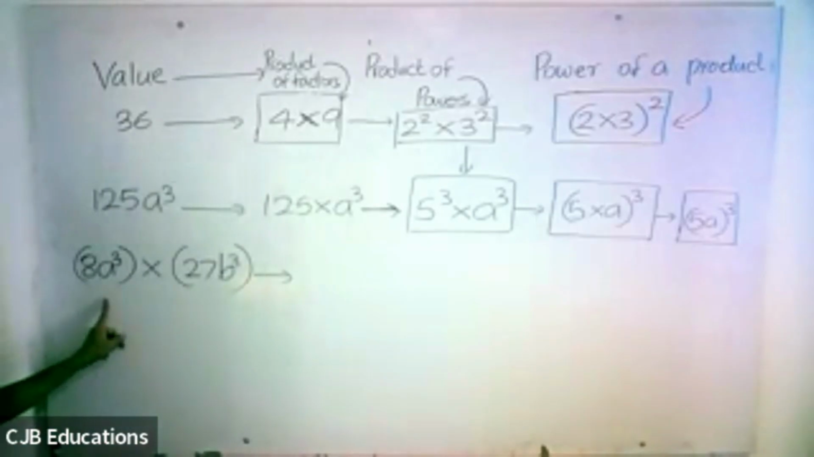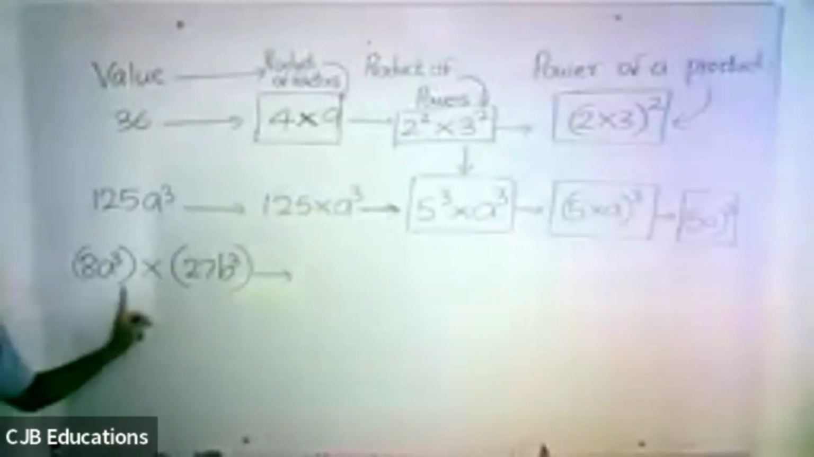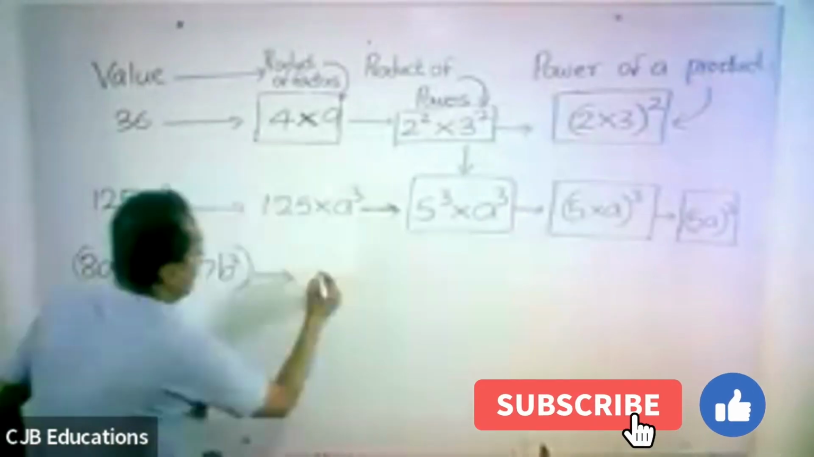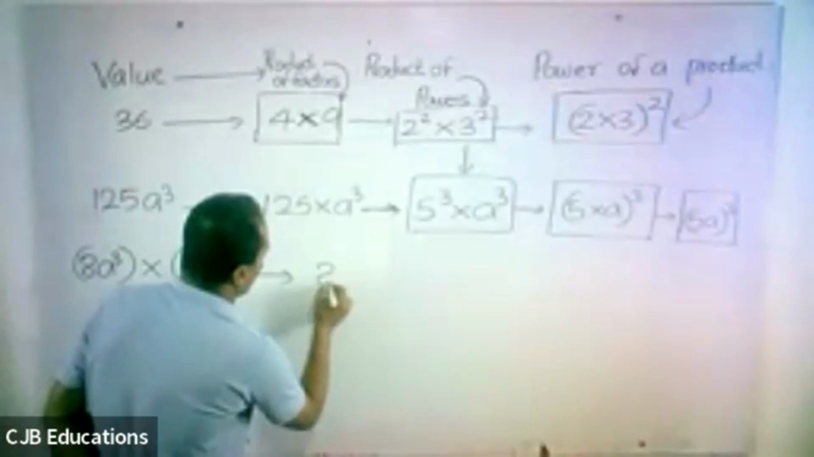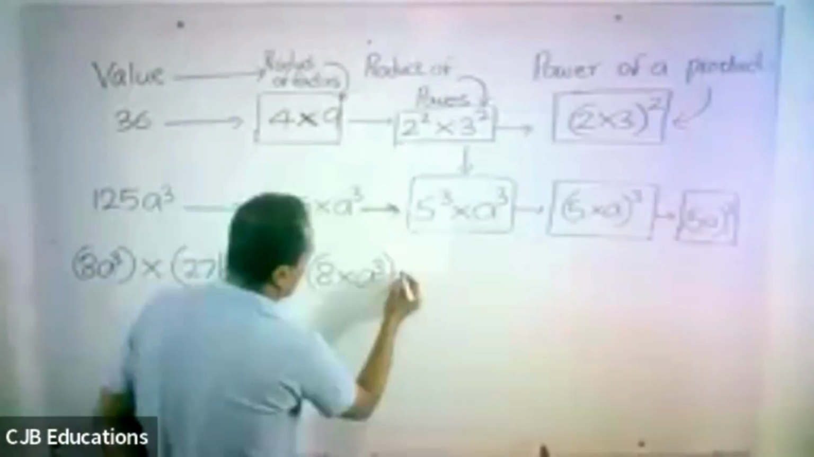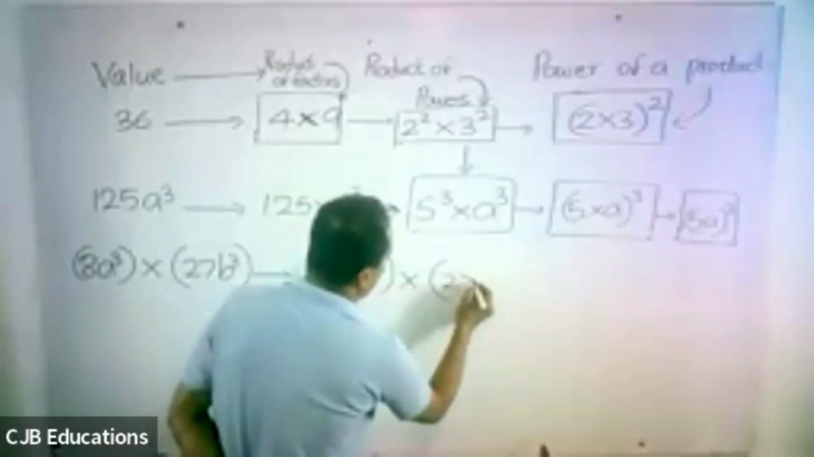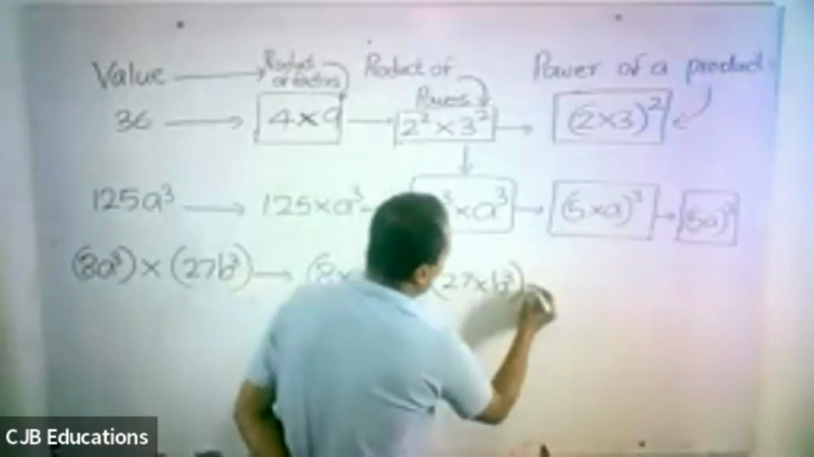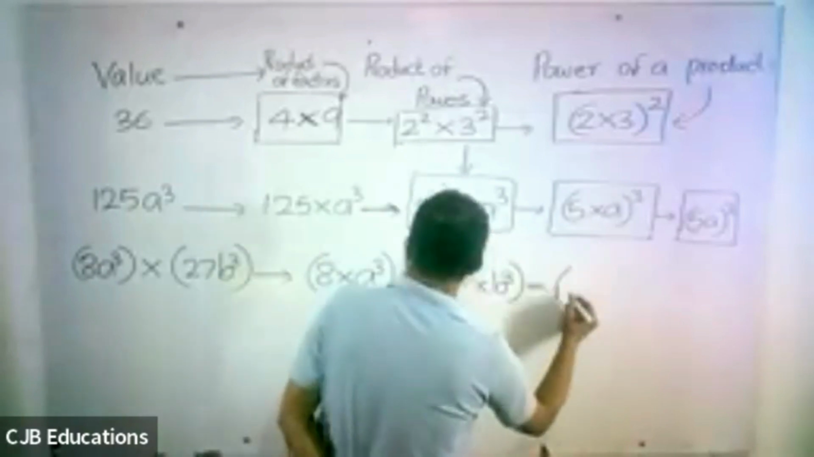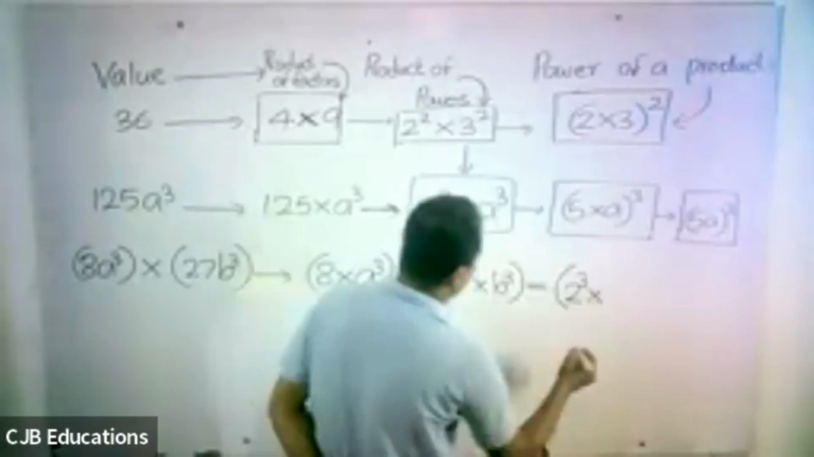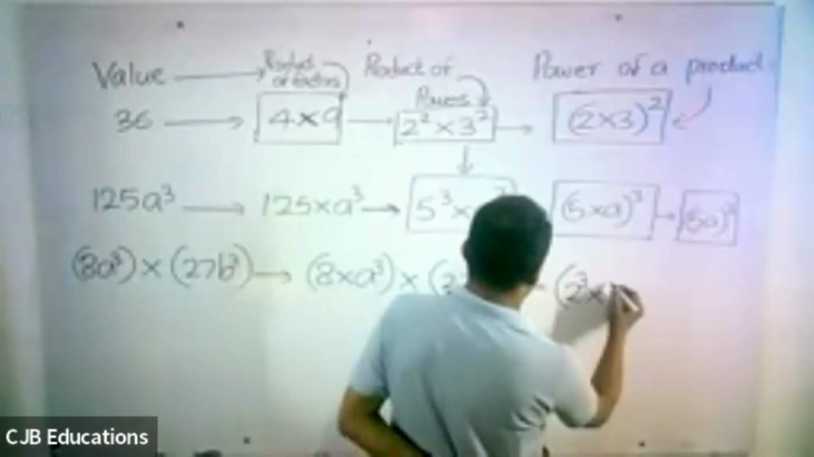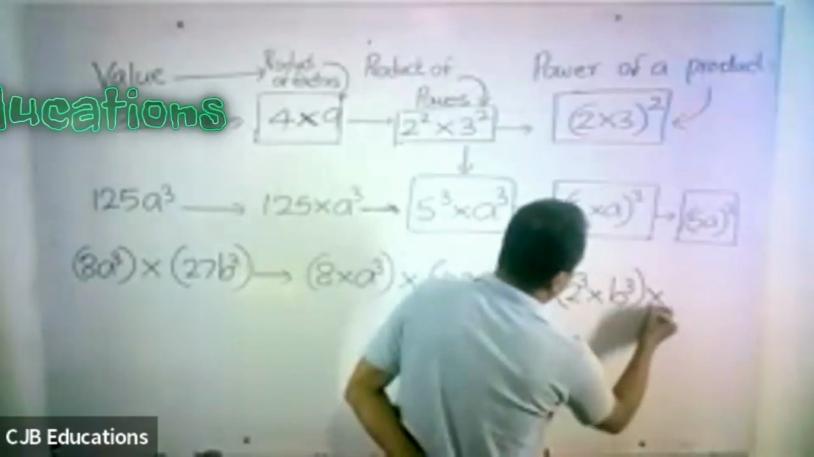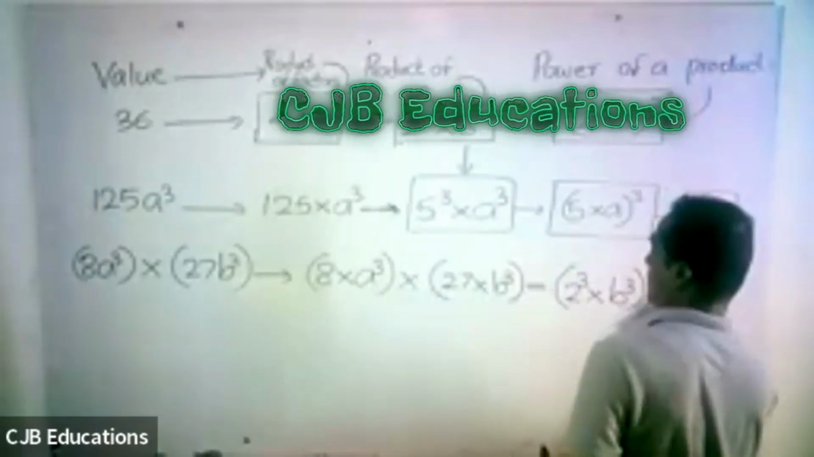So here the product is given, right? Then we can write this 8a to the power 3. 8 we can separate in this way and multiply it by 27, we can separate, and b to the power 3. And we can write the same thing: 8 as 2 to the power 3, into here a to the power 3.